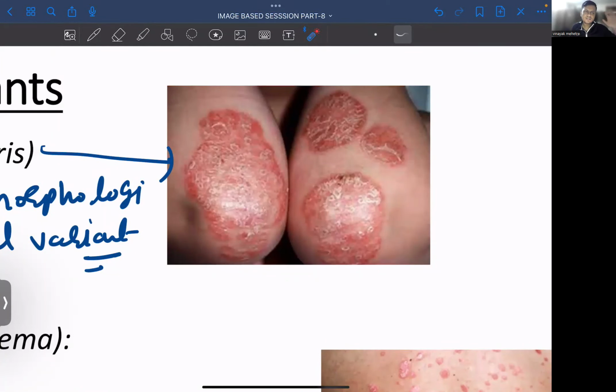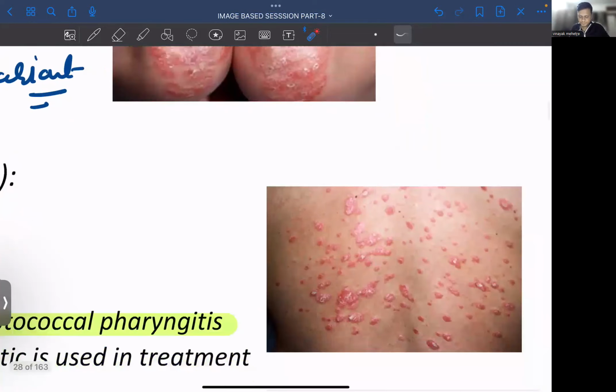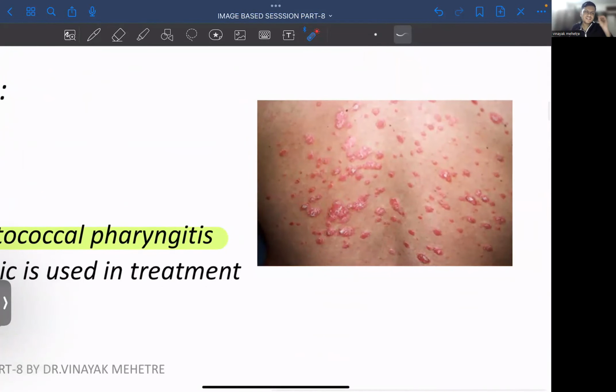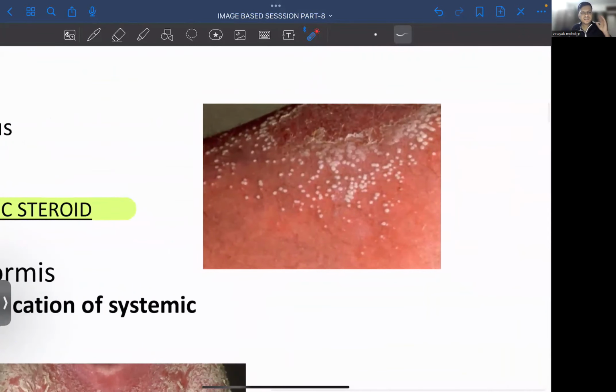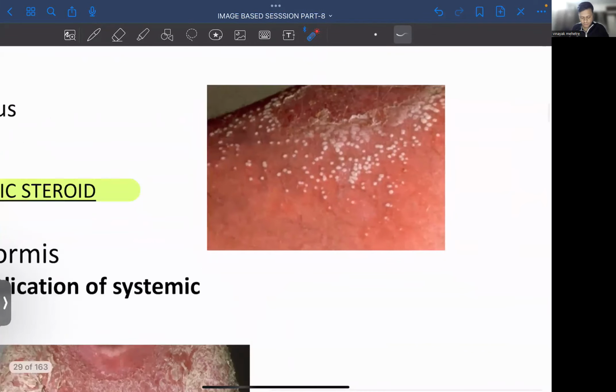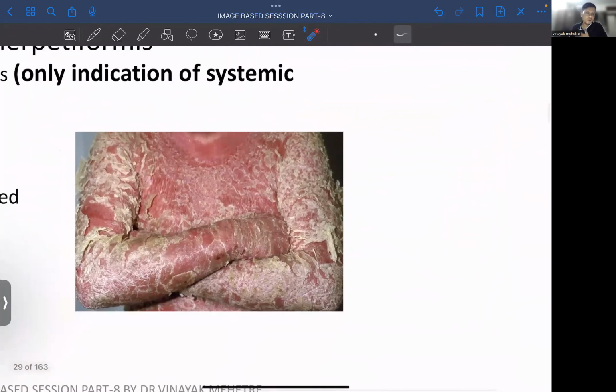Vulgaris. Psoriatic type, which one? Vulgaris. Raindrop like lesion with infection of throat or nose will be called guttate psoriasis. Pustules after withdrawal of steroids will be called pustular psoriasis. Okay, silvery white scale all over the body will be called erythrodermic psoriasis.